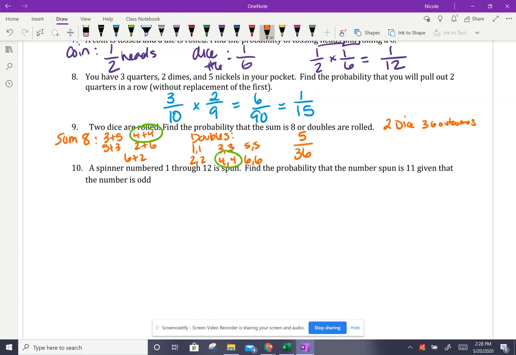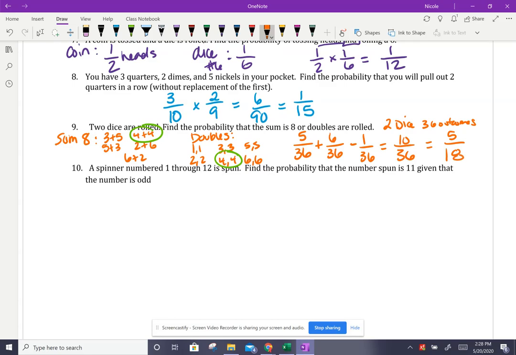I'm going to add because it says or, and we have 1, 2, 3, 4, 5, 6 doubles outcomes. But then I'm going to subtract one of the overlap, one of the circled ones. So minus 1/36. So that gives us 10/36, and that reduces to 5/18.